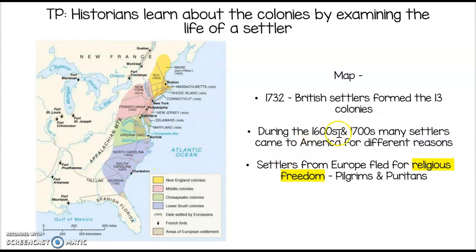In the 1600s and 1700s, many settlers came to America for many different reasons. And one reason was because they wanted religious freedom. And those groups were called Pilgrims and Puritans. You're going to come across these two names a lot in our future readings.